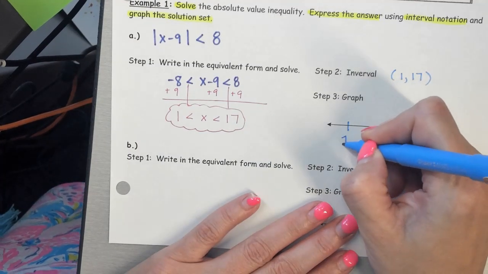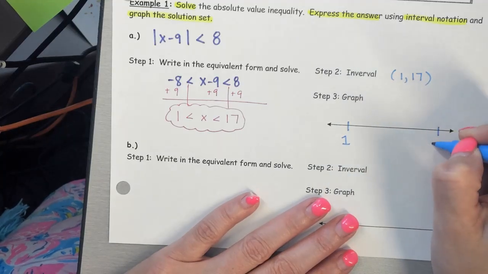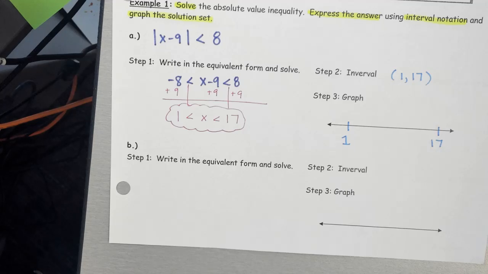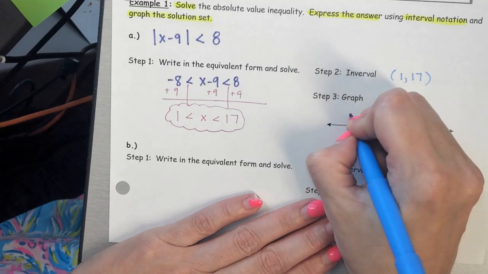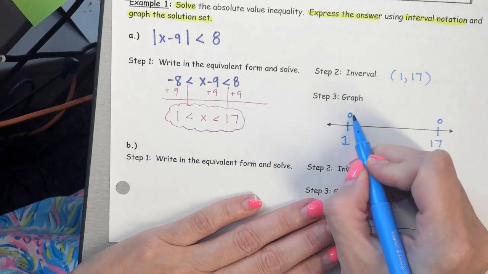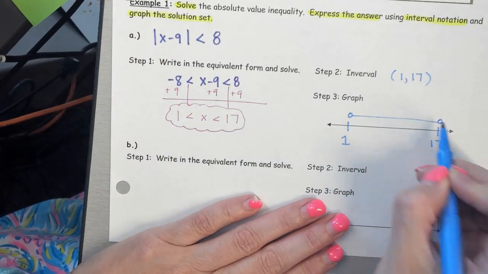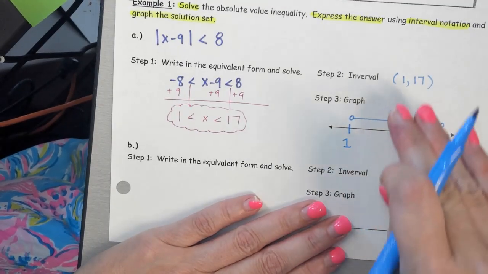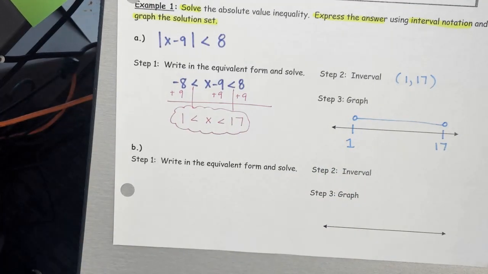And then, like I said, you only need to label your key values. I'm putting those farther apart since there are so many numbers in between. And then I have an open circle at 1, an open circle at 17, and your x values are in between that. And again, if you want to do the graph first, sometimes I think that's helpful from going there to your interval.